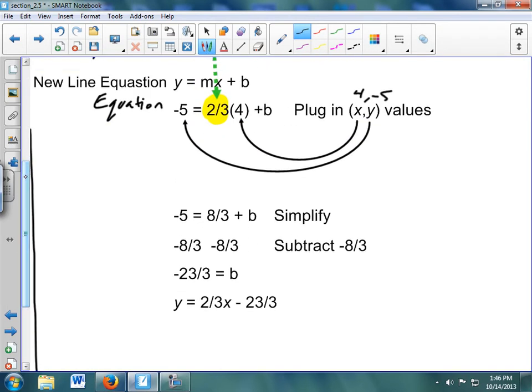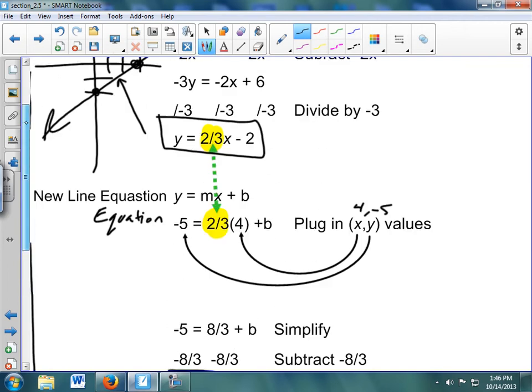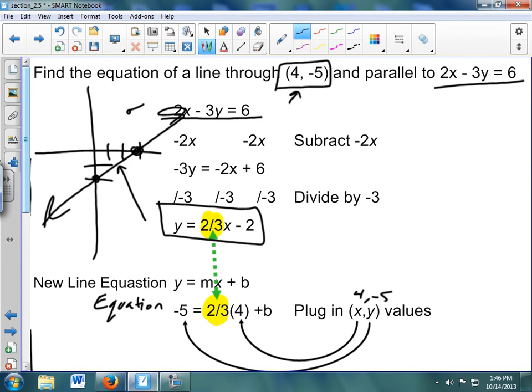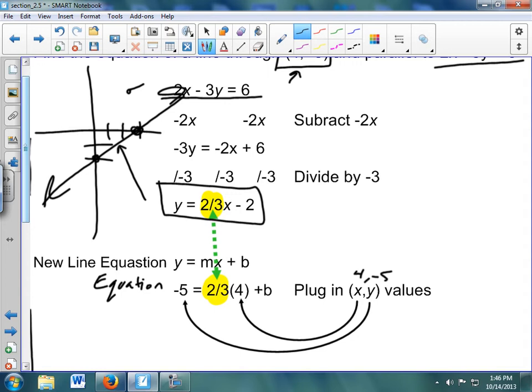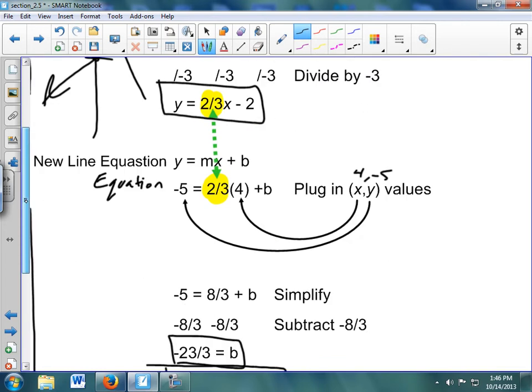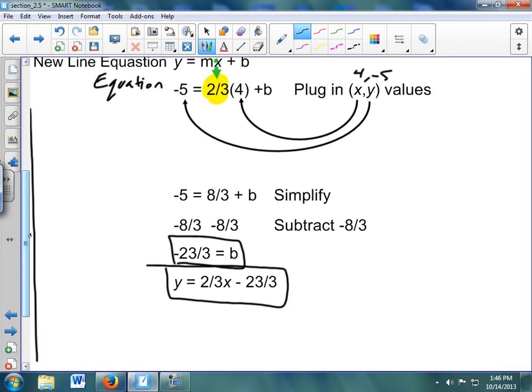So I simplified it. I just took 4 times 2/3, got 8/3. I have to subtract 8/3, and I get this one. So that would be the equation of a new line parallel to this one. All I did was I took the first equation, solved for y, I got my slope. They're the same slope because they're parallel lines. I plug my points in for x and y, and I solve for b.